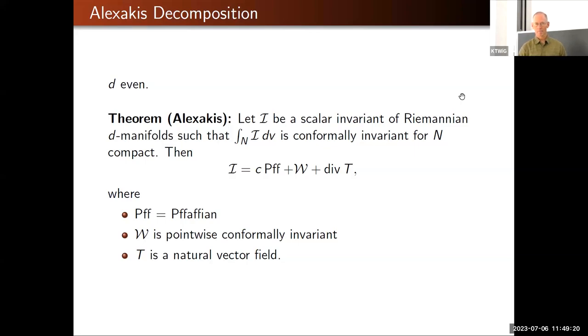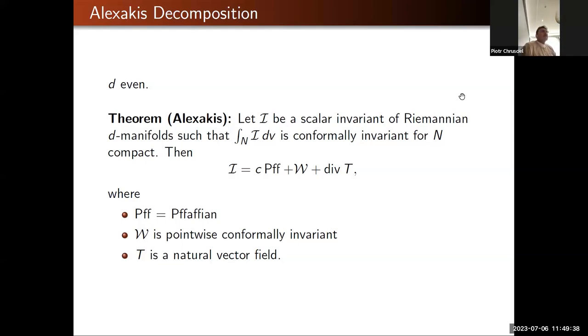You can say it's modulo divergence. Yeah, modulo divergence is a Pfaffian plus a pointwise conformal invariant. Yeah, that's okay. It's all algebraic. Robin, yes.